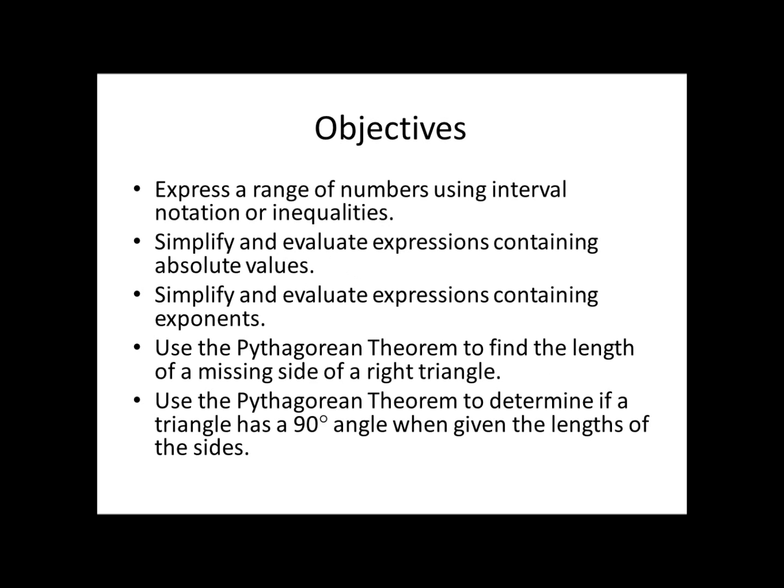Our objectives for this lesson are to learn how to express a range of numbers using interval notation or inequalities. We also want to look at how to simplify and evaluate expressions containing both absolute values and exponents. We also want to look at using the Pythagorean Theorem to find the length of a missing side of a right triangle, as well as using the Pythagorean Theorem to determine if a triangle has a 90-degree angle.